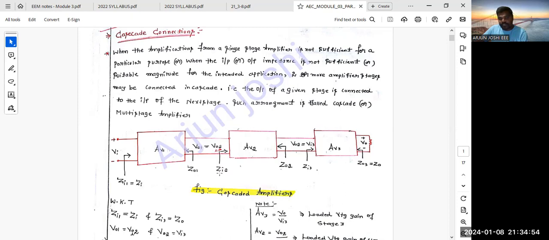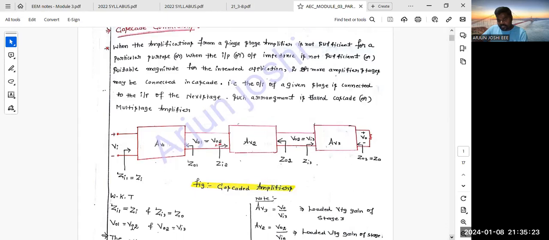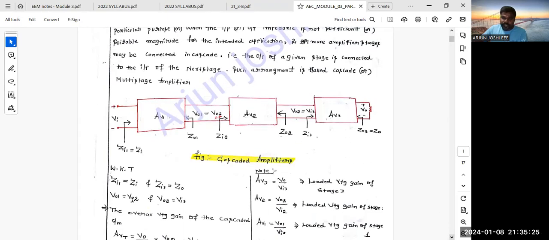Then Zi2 is the input impedance of the second stage, Z02 is the output impedance of the second stage, and Zi3 is the input impedance of the third stage. Here V02 is the output voltage of the second stage, which is the input voltage of the third stage. And what is the third stage output? V03 or V0, both are the same. Here also the output impedance Z03 is equal to Z0, both are the same. I hope all of you understand this block diagram or constructional diagram. AV is nothing but voltage gain.